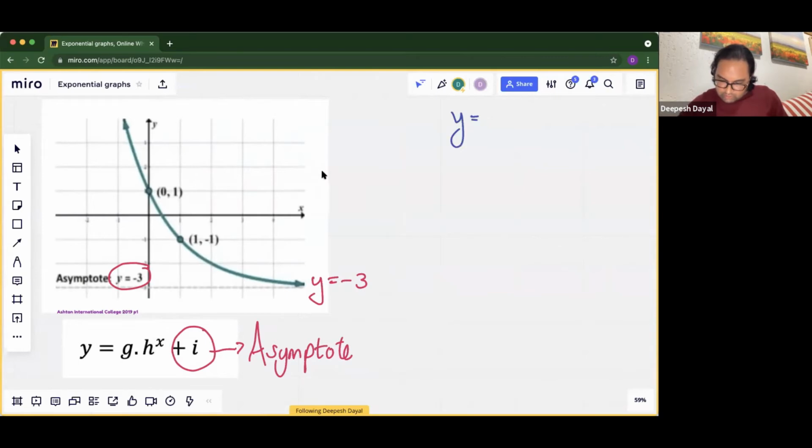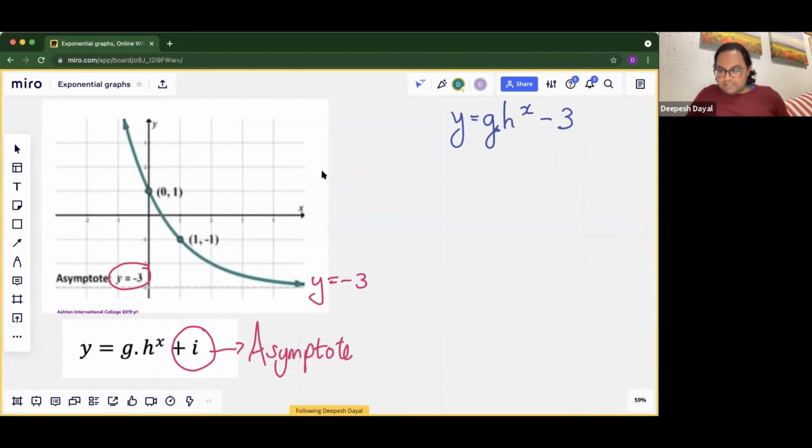G times H to the X -3, right? And that's equal to the Y asymptote, the -3, right? I'm not going to circle it, but I'll just leave it there. It looks neat like that.